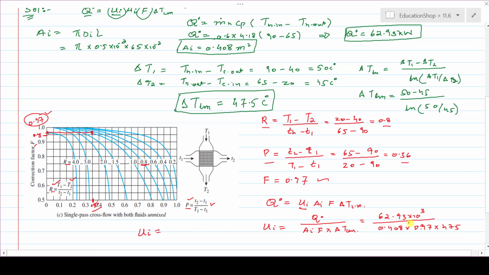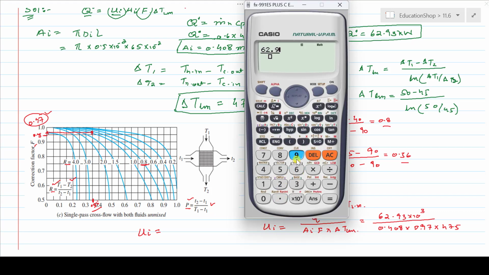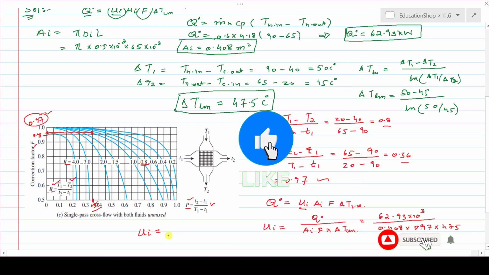Let me solve this on the calculator. Just press this equal button and you will get the overall heat transfer coefficient value, that is 3347.5 watt per meter square Kelvin. Let me write this in the notebook.